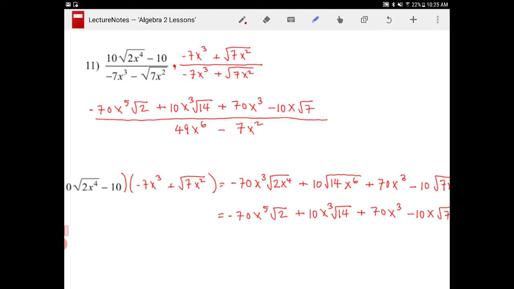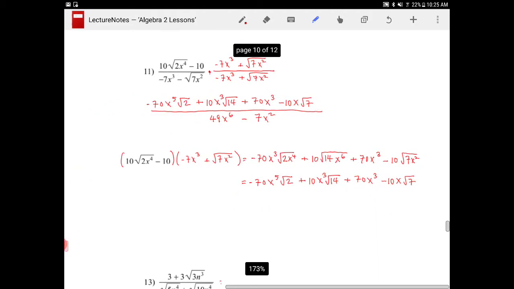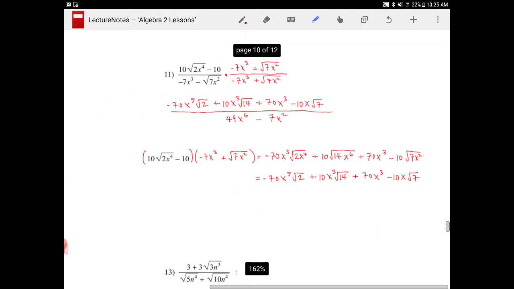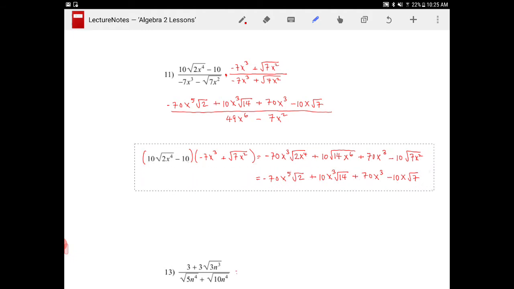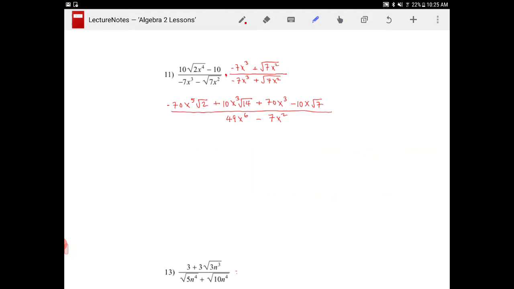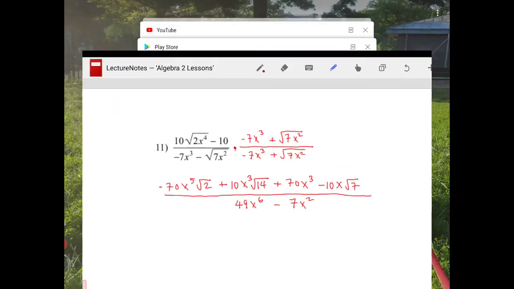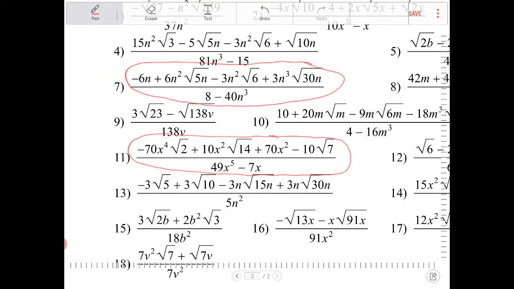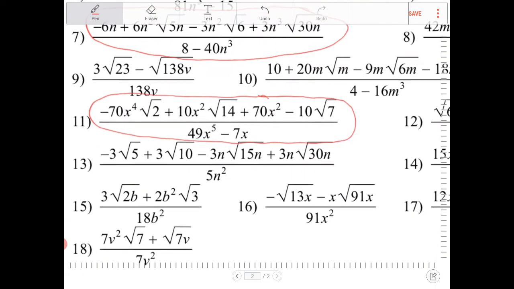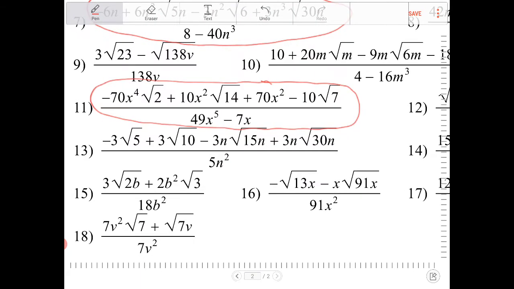Okay, and checking to see whether or not we have any common factors between the numerator and denominator. The denominator has a common factor of 7, however, the numerator does not have a common factor of 7, so that is my final answer. And sometimes, because the answer is so complicated looking, I'm just going to double check to see whether or not this answer is, in fact, the same as what the answer key is. So question 11, let's take a look. Question 11, negative 7x to the fourth, radical 2.